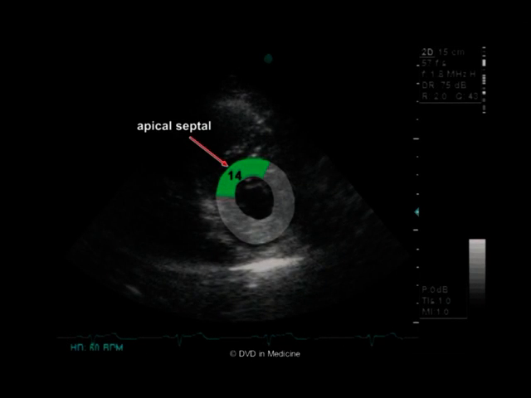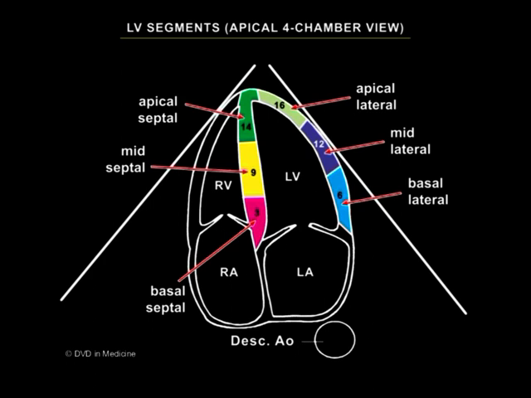Apical septal, apical inferior, apical lateral, apical anterior. In this picture, one can see the segments of the left ventricle which are visible in the apical four-chamber view.